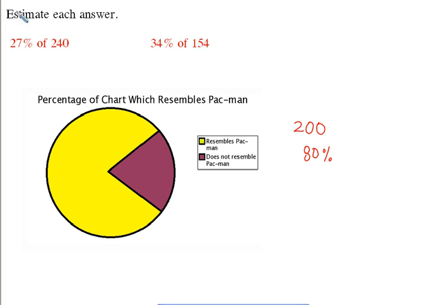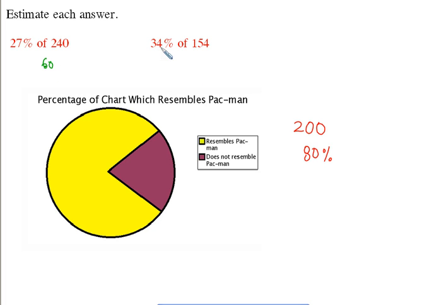Now over here, estimate each answer. When you estimate, you're choosing benchmarks. And the benchmark for this, 27%, remember that's 27 over 100, is like a quarter. And going back to the problem we just did, this is a quarter times 240. So it's just going to be 60. That would be a good estimate.